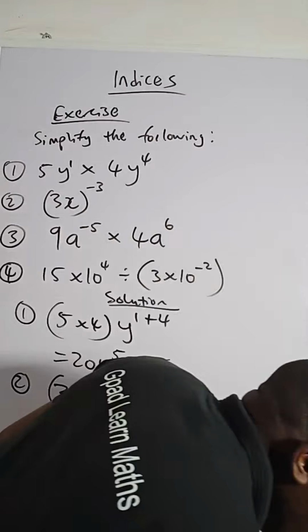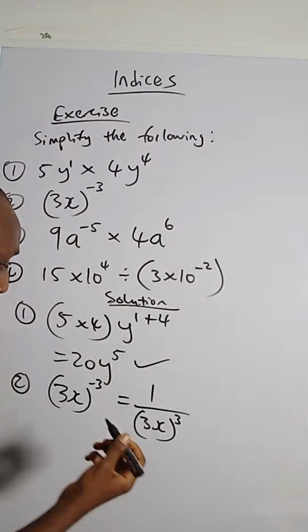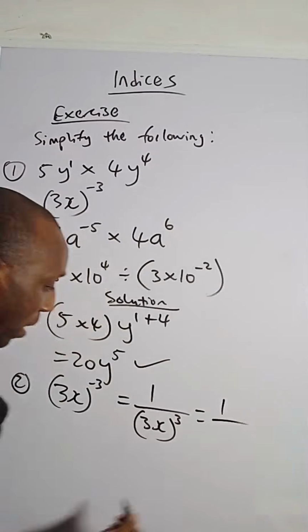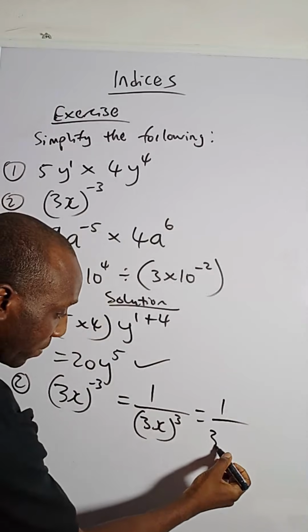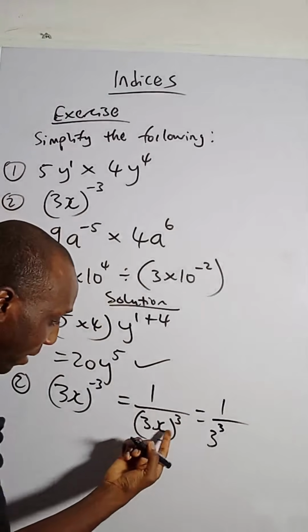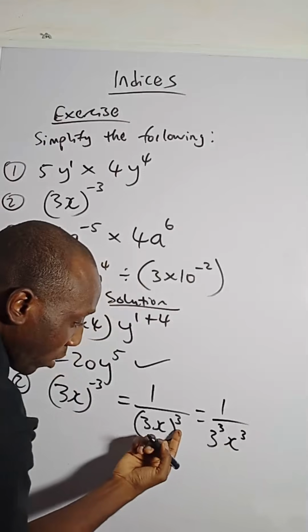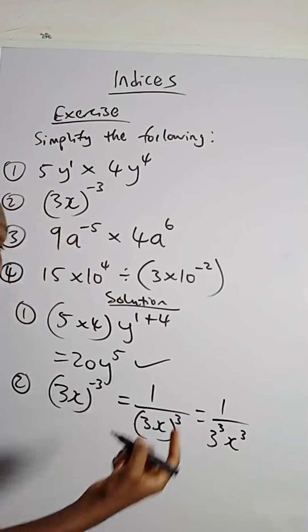I hope you can still see what I'm writing. Okay, let me just wrap it up here. 1 over 3 raised to power 3. You see that? And then x raised to power 3. I just distributed the exponent to 3 and x.